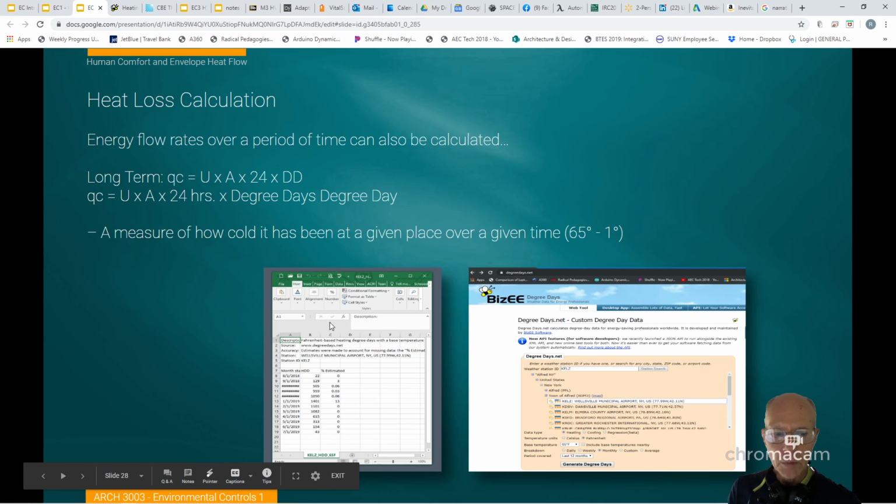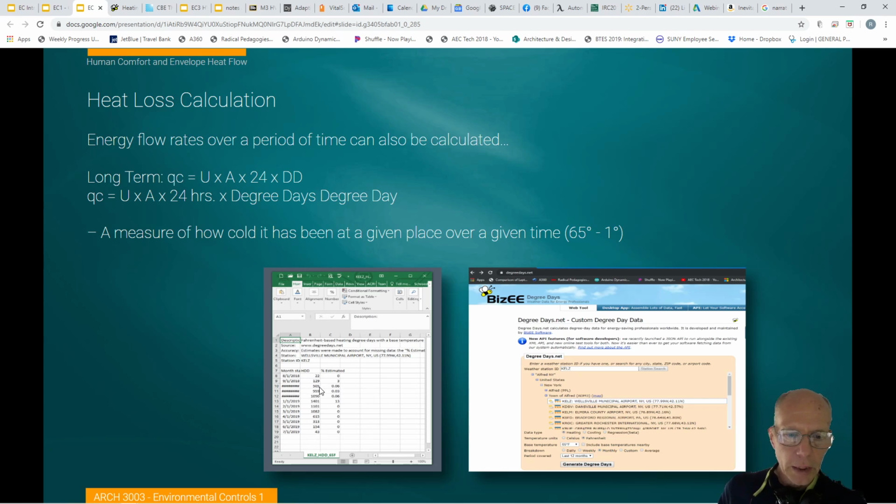And what it will provide me with is a spreadsheet, which is on the left here, showing the heating degree days for the associated month. And we can then use this in other calculations to get the total heat loss for the building.